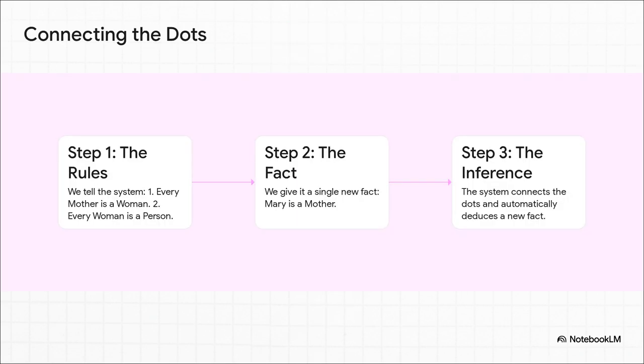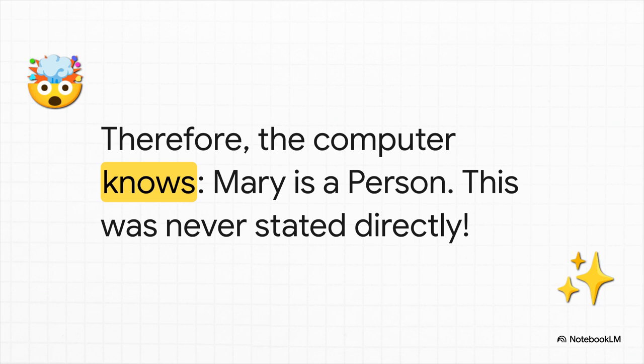All right, let's play this out. We've told the system 2 rules. First, every mother is a woman. Second, every woman is a person. Simple enough. Now, we give it just one new piece of information. Mary is a mother. Now watch what happens. And there it is. The computer itself connects the dots. It knows that because Mary is a mother, she must also be a woman. And because every woman is a person, therefore, the computer knows Mary is a person. We never, ever told it that directly. It figured it out. That's inference.